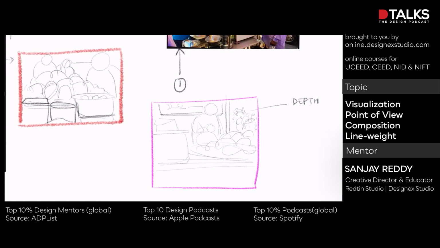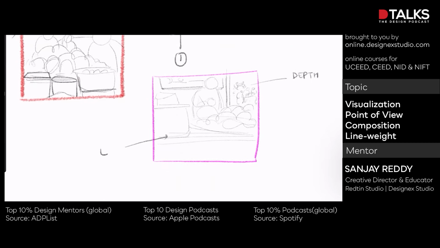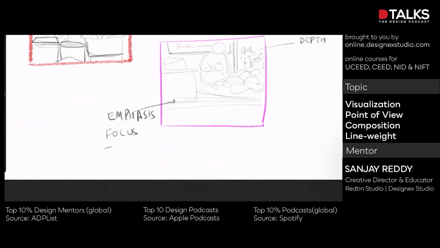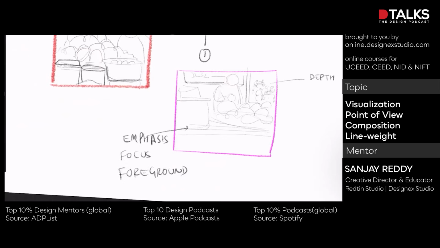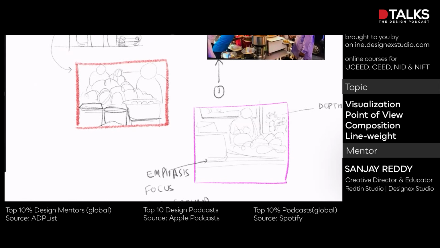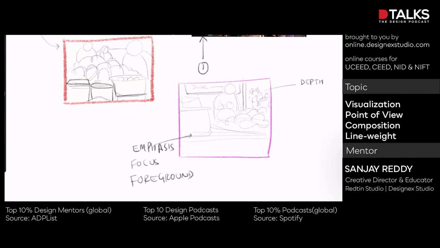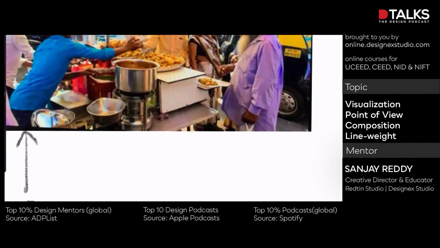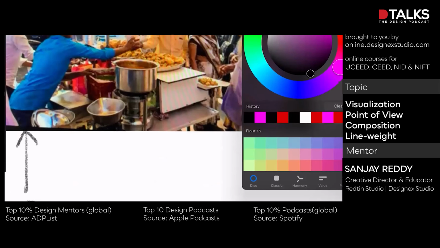Also brings emphasis here or focus here. In the foreground, both these points of view are straightforward, like we see usually. Now let's say here on this table, I'm going to mark it in a neon color so that you see.